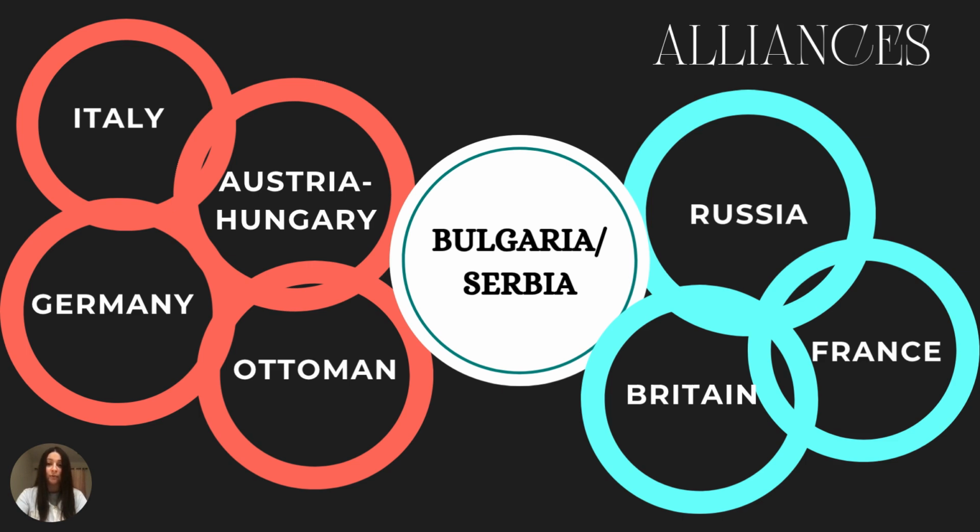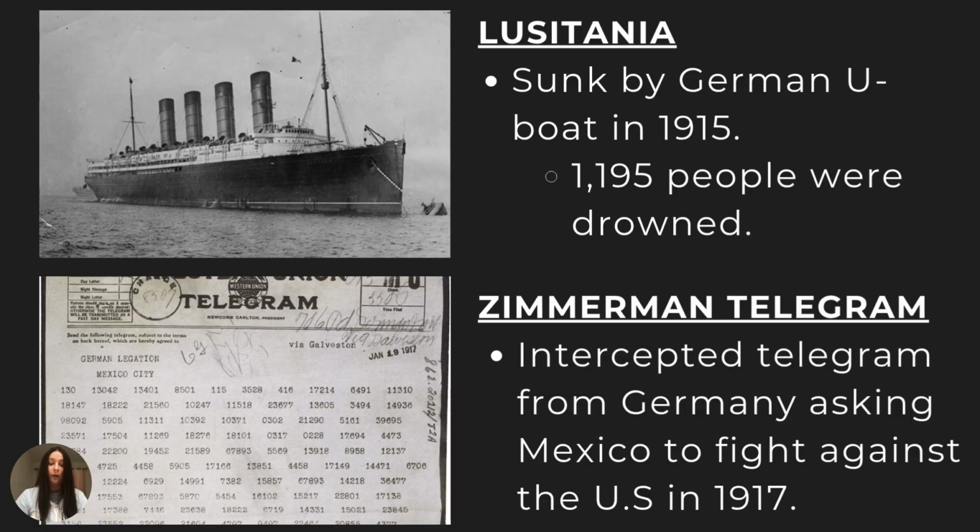So you might be wondering, what led to America joining the war then? Well, there are two events that we will be looking at that caused the United States to join the war, and that is going to be the Lusitania and the Zimmermann telegram. The Lusitania is a passenger ship that is sunk by a German U-boat in 1915.